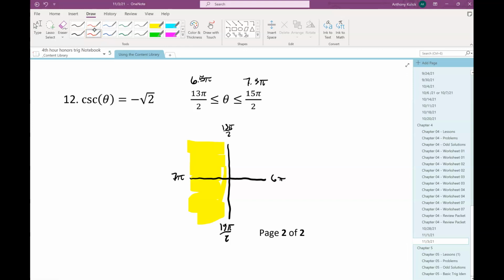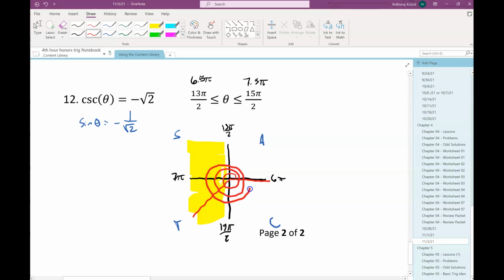Okay. If I consult all silly turtles crawl, I know cosecant is the reciprocal of sine. So any place where cosecant is negative, sine's going to be negative. So that tells me I'm looking in quadrant 3. So let's see, 2 pi, 4 pi, 6 pi, and then to my answer. So there's my theta.